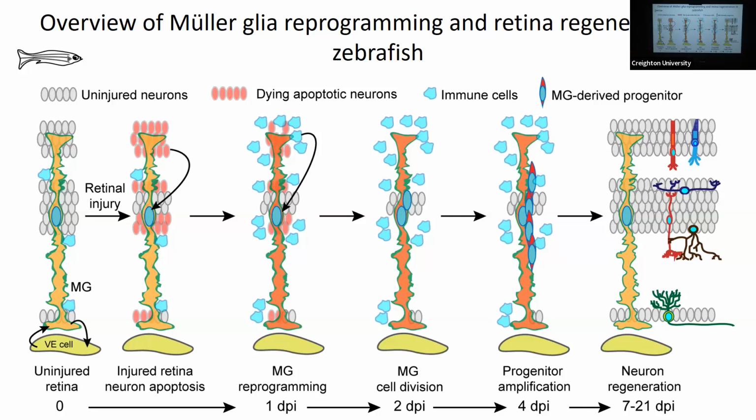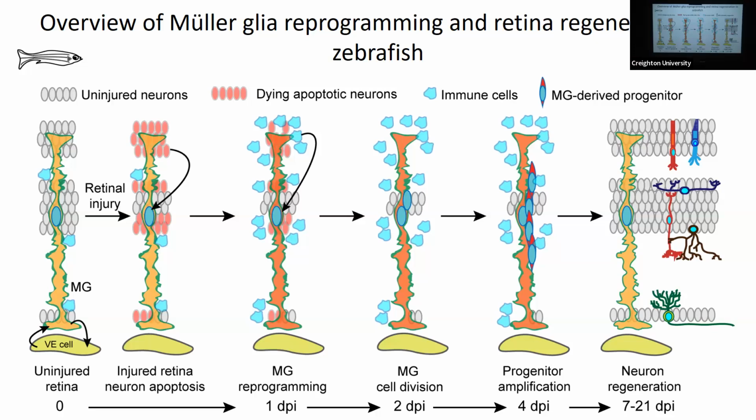So the Müller glia are sitting in a sea of neurons. There are some microglia, macrophage-like cells that are interspersed in what we call the plexiform layers. The Müller glial end feet abut vascular endothelial cells, and these are the blood vessel cells that are running along the surface of the retina.